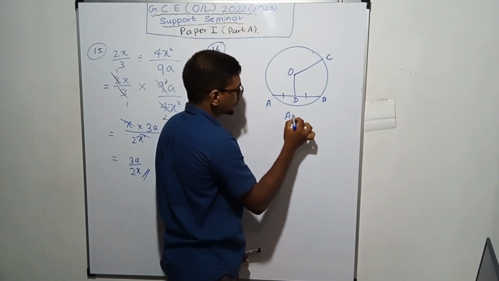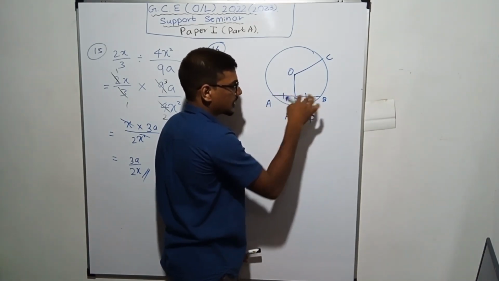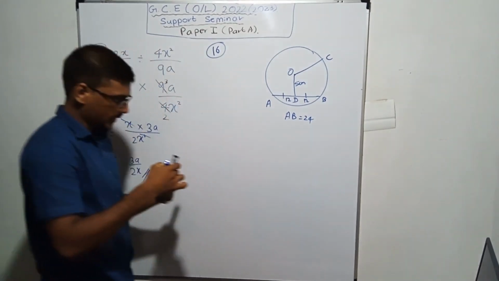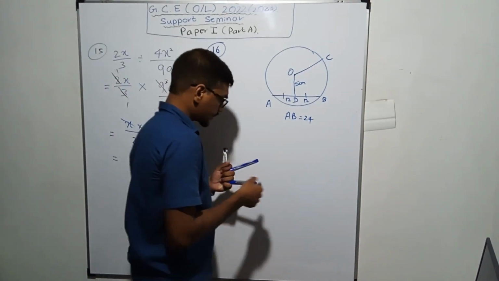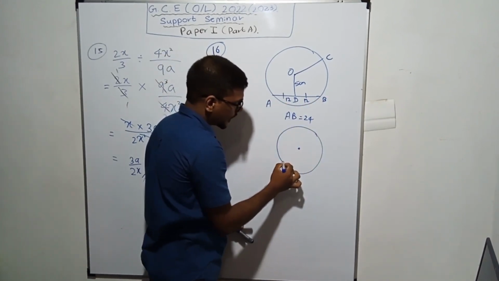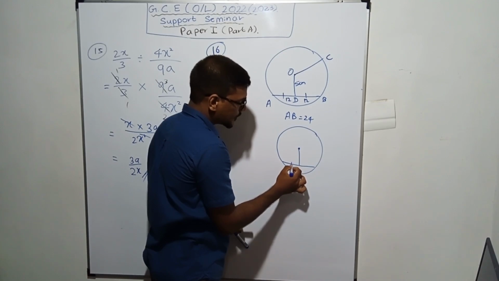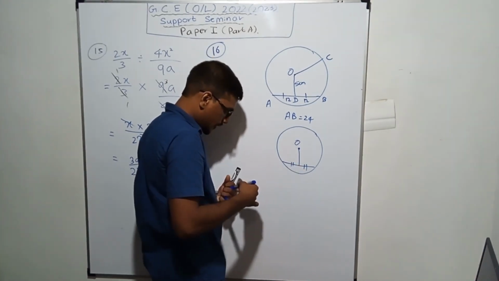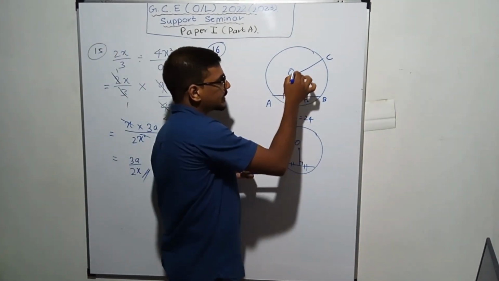AB equals 24. From that, what can we take? Each of these will be what? 12. Isn't it? They have given that this is bisected. And OD is 5 centimeters. Fine. Now when they have given this sort of question, you have to remember the theorem. You have to revise. What are the theorems that you know? What is this? This is a chord. There's a theorem: the line joining the center and the midpoint of the chord is perpendicular to the chord. If a line is joined from the center to the midpoint of the chord, it will be perpendicular to the chord.